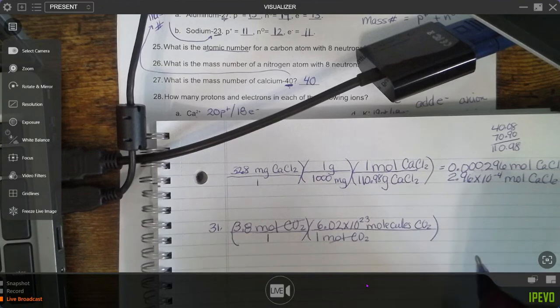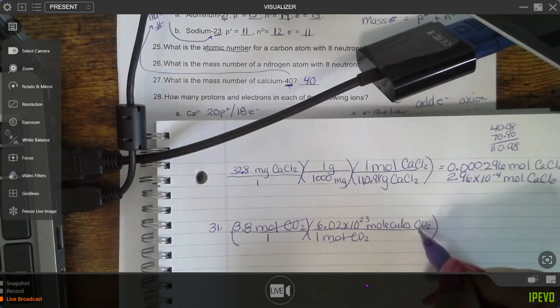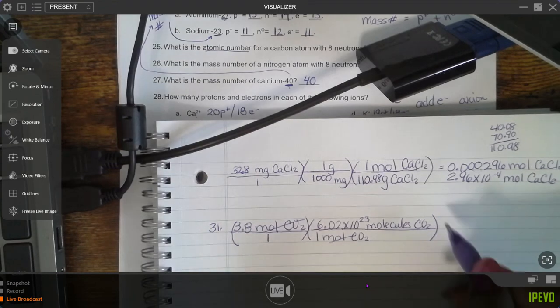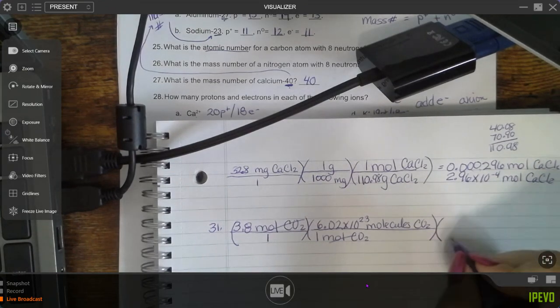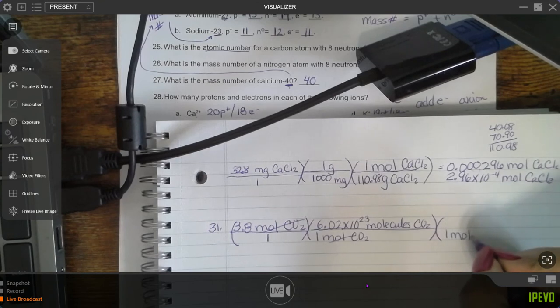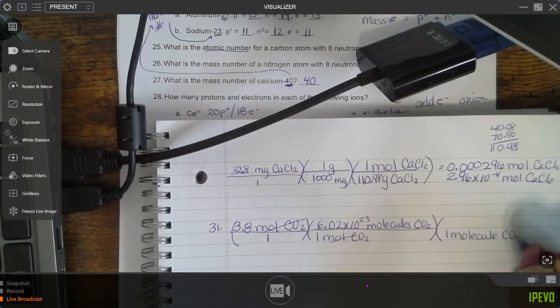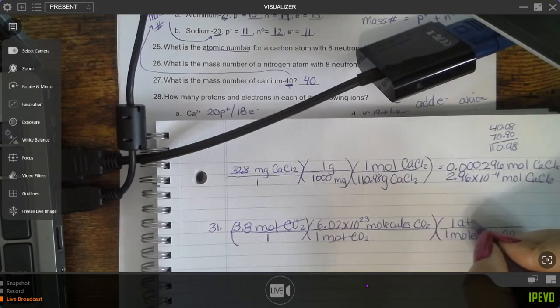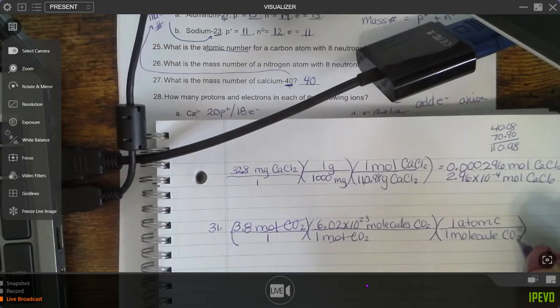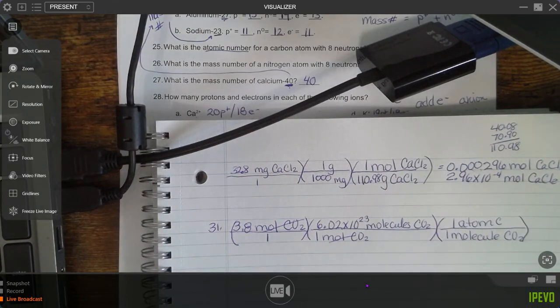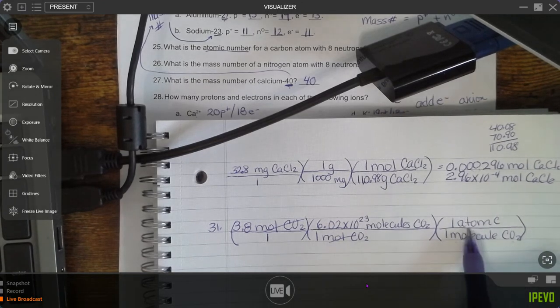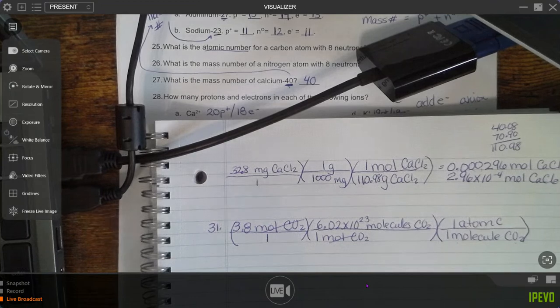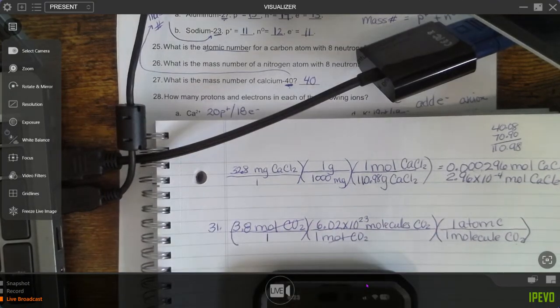That tells us how many molecules of CO2. The problem is asking us, though, how many carbon atoms. So you have to look at how many carbon atoms there are in one molecule. One molecule of CO2 contains just one atom of carbon. If I were asking for oxygen atoms, for every molecule of CO2 we would have two oxygen atoms.